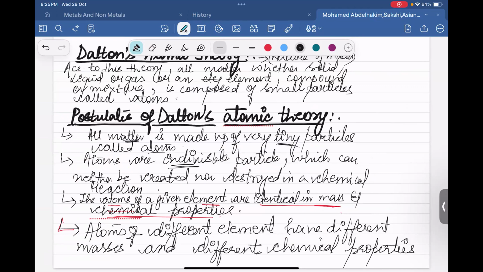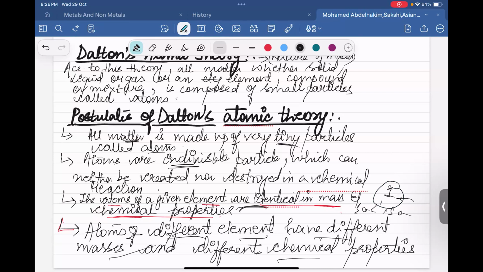Next point was, the atoms of a given element are identical. If one element is there, its atoms will be identical and will have the same chemical properties as well. Everything will be the same. If we have a different element in our hand, then it will have different mass and different chemical properties. Understood?